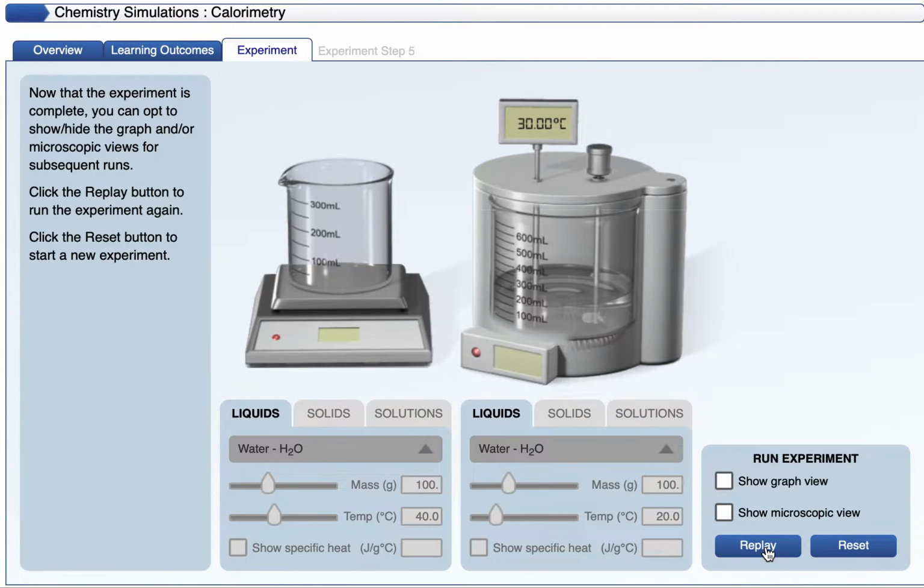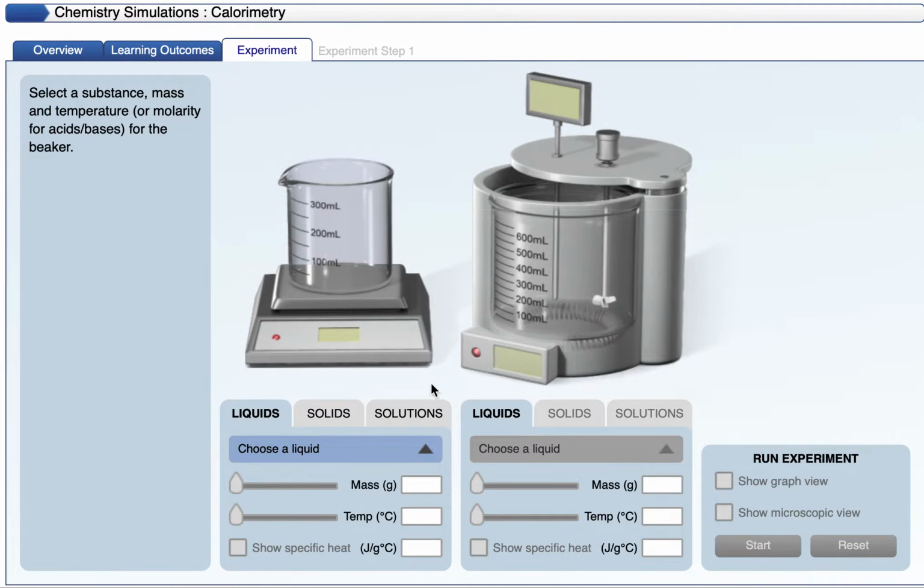And so the simulation has finished, and we realize that the equilibrium temperature is 30 degrees Celsius. So we're mixing two identical substances, both water, and one was at 40 degrees Celsius, the other was at 20, and so the equilibrium temperature is halfway in between because it's equal amounts of the substance.